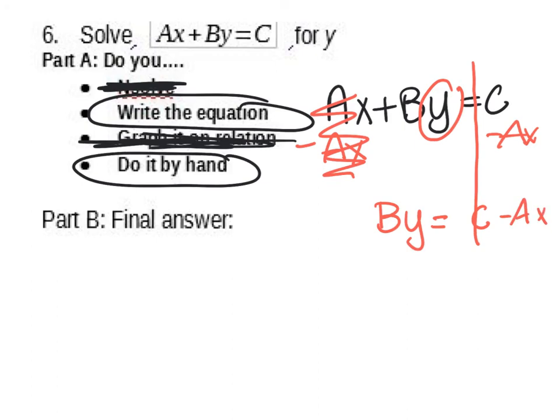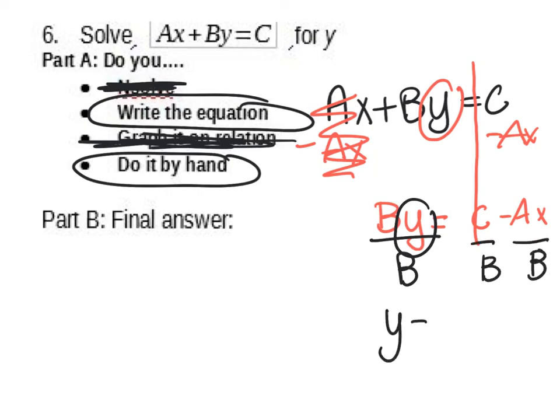I still want to get y by itself, so I need to get rid of b. So do not say subtraction, do not say addition. You're going to divide through by b. So my answer is y is equal to c over b minus ax over b.